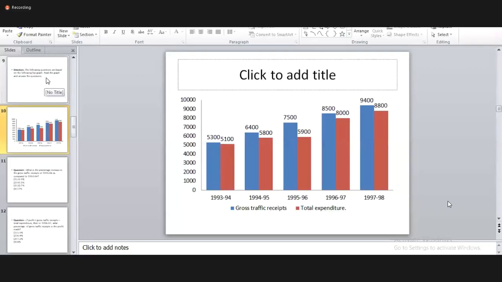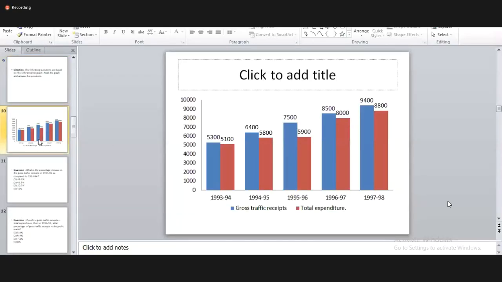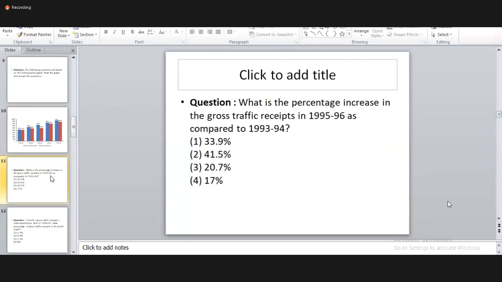Okay, this is a bar graph. The following questions are based on the bar graph. So read the bar graph and answer it. So this is your bar graph. Okay, so the blue one is gross traffic receipts and the total expenditure. Okay, so if this is your bar graph, what is the percentage increase in the gross traffic receipts in 1995 to 1996 as compared to 1993 1994?